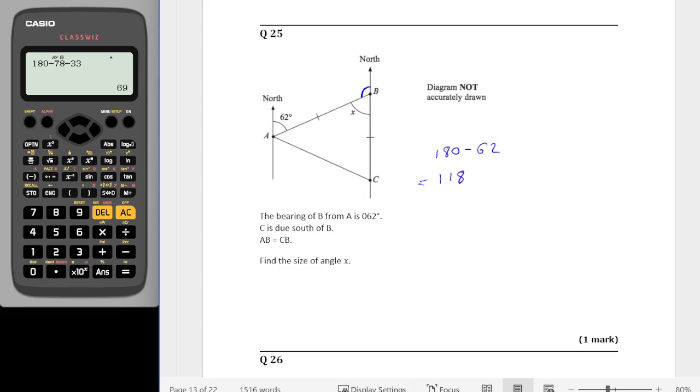And then angles along a straight line. Actually, I didn't need to use that it was a supplementary angle. It's not wrong, but we've actually got an alternate angle. So it's going to be equal to 62. Because it's an alternate angle.